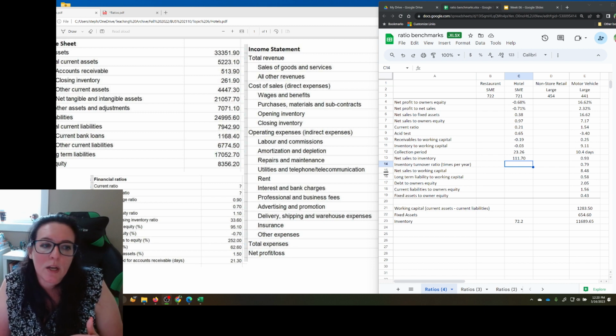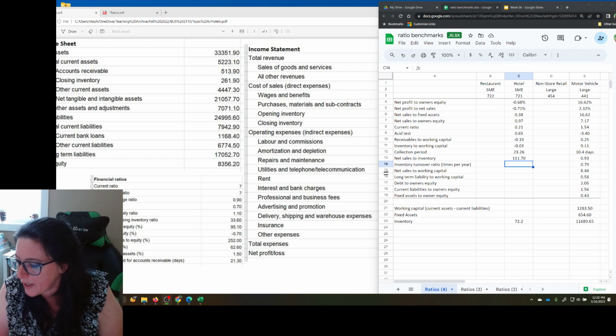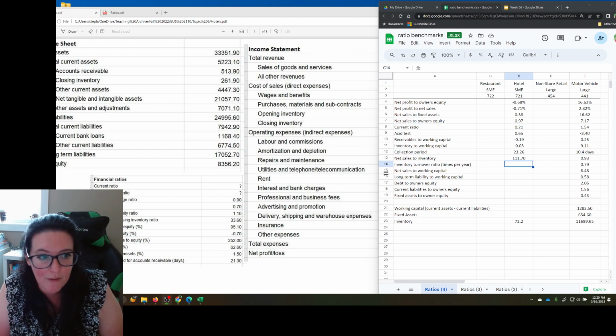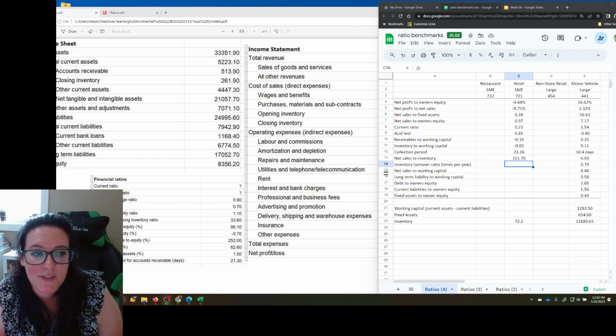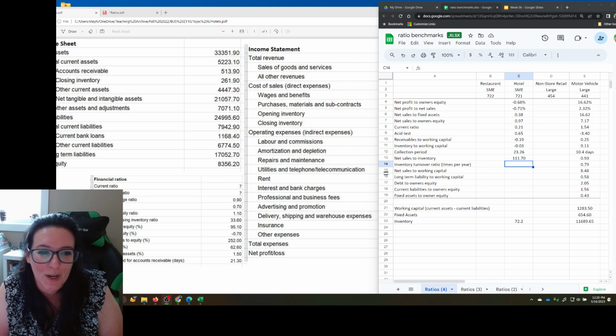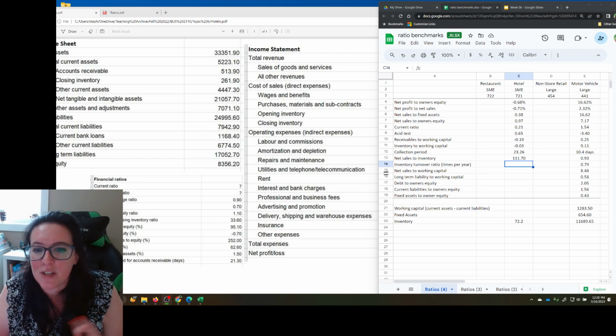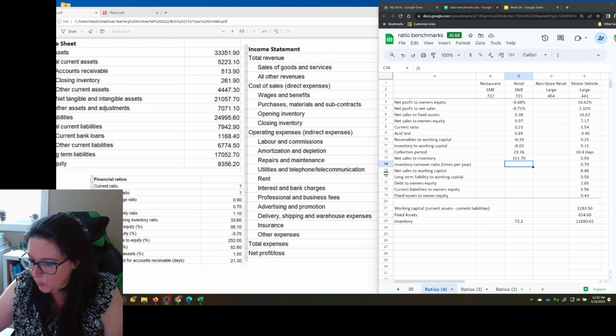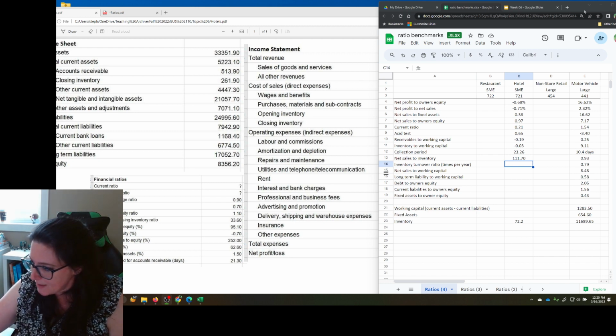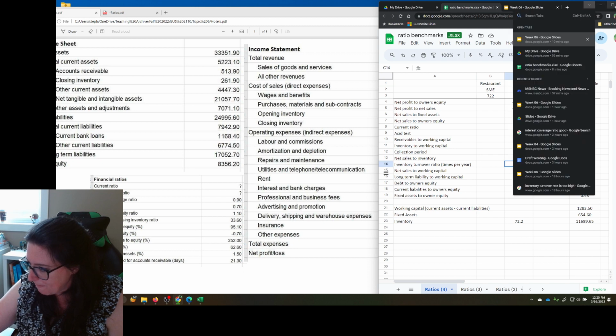All right, so the next one we're going to look at is what's called the inventory turnover ratio. We often see this one reported more often than the net sales to inventory ratio. And the idea here is this one tells the number of times that the inventory is sold. We had actually looked at, so I'm going to go back to the slides.